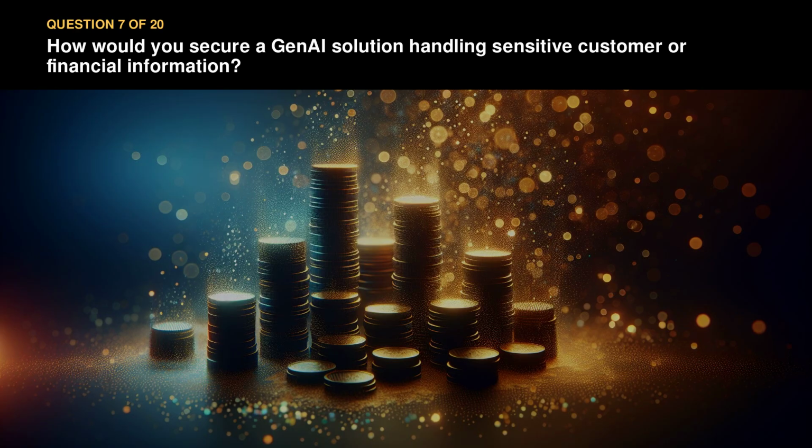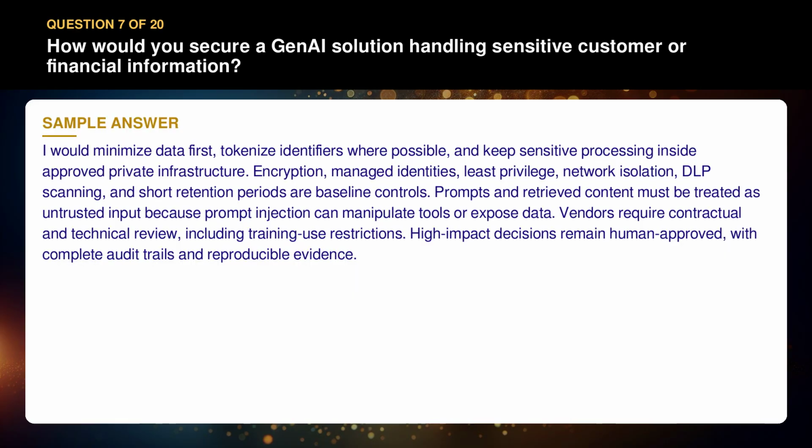Question 7. How would you secure a GenAI solution handling sensitive customer or financial information? I would minimize data first, tokenize identifiers where possible, and keep sensitive processing inside approved private infrastructure. Encryption, managed identities, least privilege, network isolation, DLP scanning, and short retention periods are baseline controls. Prompts and retrieved content must be treated as untrusted input because prompt injection can manipulate tools or expose data.